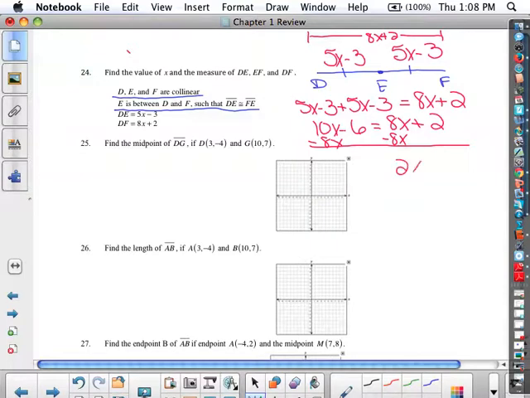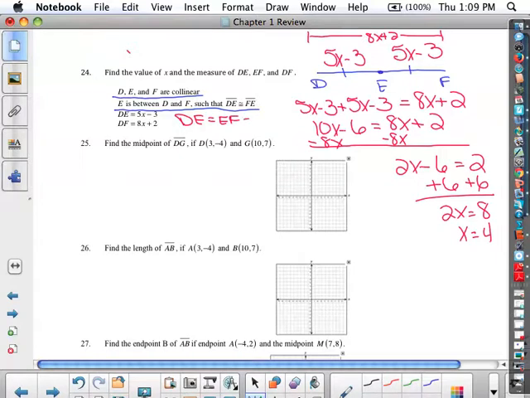So I have 2x minus 6 is equal to 2, add 6. 2x is equal to 8, so x is equal to 4. And then you can find the lengths of those segments by substituting that in. DE is equal to EF. Therefore, 5 times 4 is 20 minus 3, that's 17, and then DF is 34.